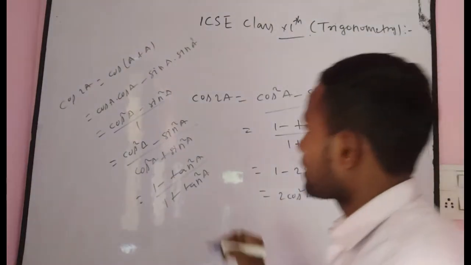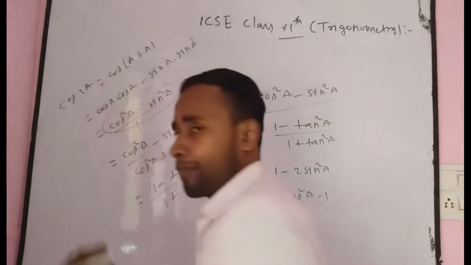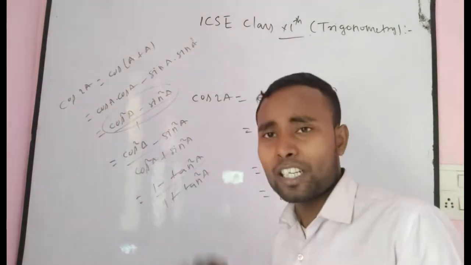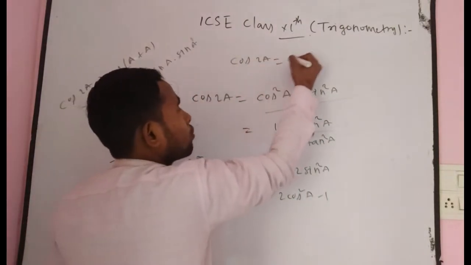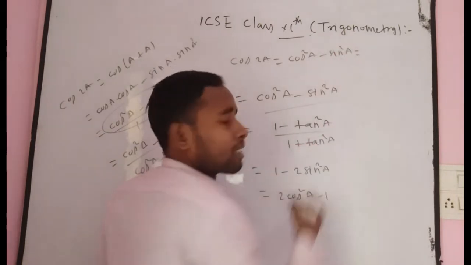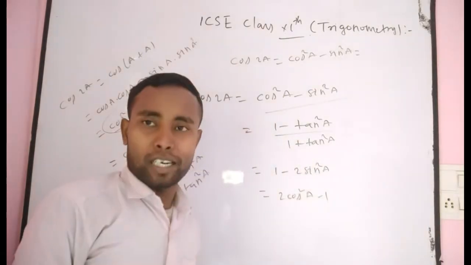Now you have to also prove 1 minus 2 sin square a. How can you prove? Now as you know that cos 2a is equal to cos square a minus sin square a. I have already proved it. Now we know that cos 2a is equal to cos square a minus sin square a. Now you have to prove cos 2a is also equal to 1 minus 2 sin square a.